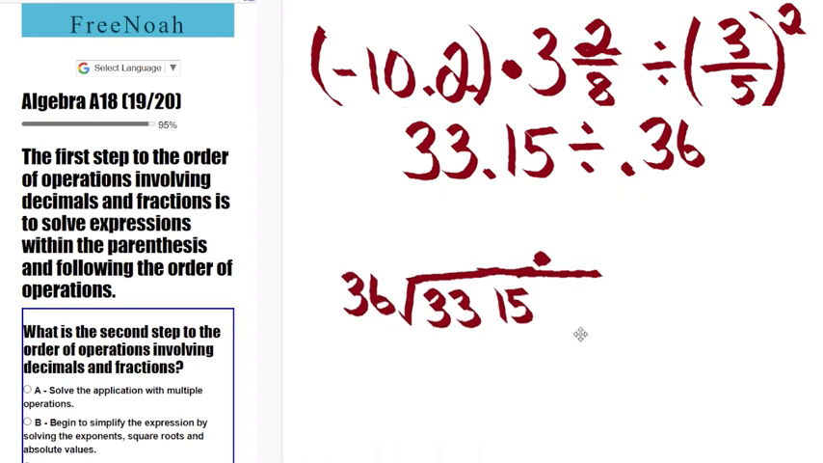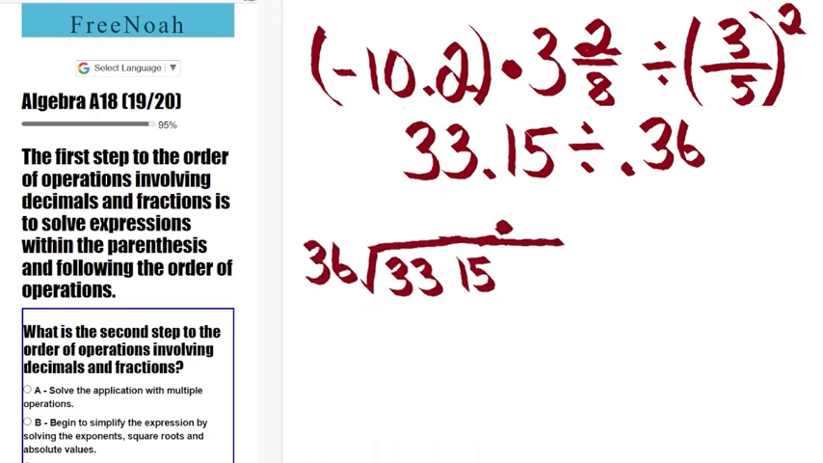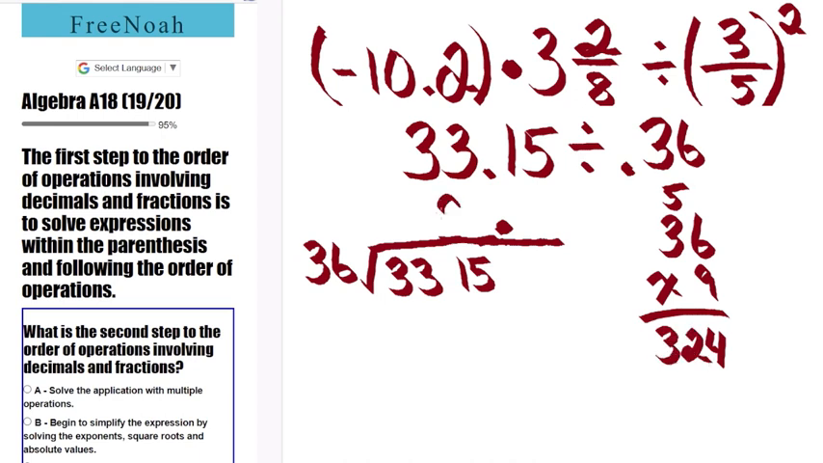Bring this up here. Perfect. All right, 36 times 9. Well, 6 times 9 gives us 54. 3 times 9 gives us 27. 27 plus 5 is 32. So we can say that 36 can go into 331 9 times.